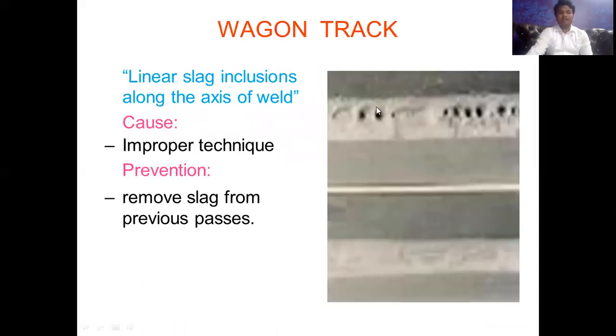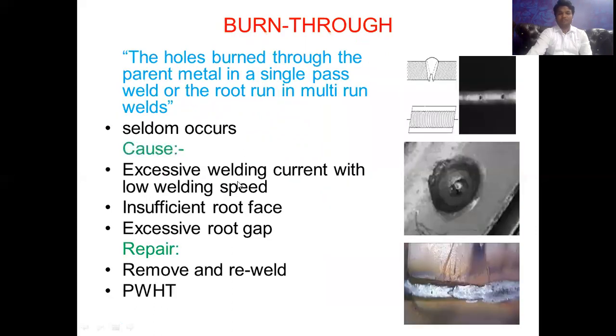Linear slag inclusions, where the slag is included linearly, are called wagon track or linear slag inclusion. The wagon track is also a welding defect, caused by improper technique. Prevention: remove slag from the previous pass. Burn through. These are holes burned through the parent metal in a single pass weld or the root of multi-run welds. It seldom occurs. Causes are excessive weld current with low welding speed, insufficient root face, and excessive root gap. Repair: remove and re-weld, or post-weld heat treatment can be done.